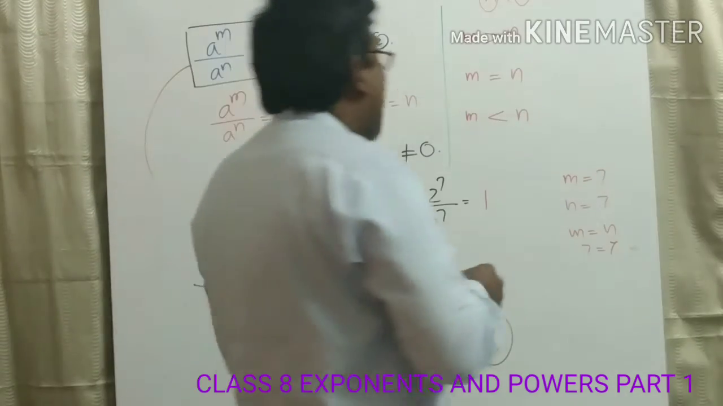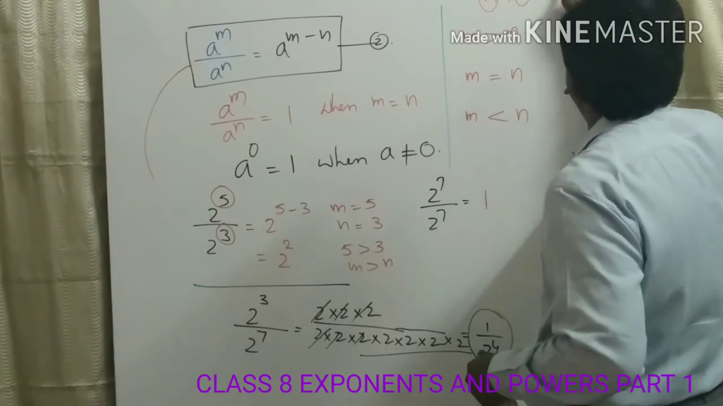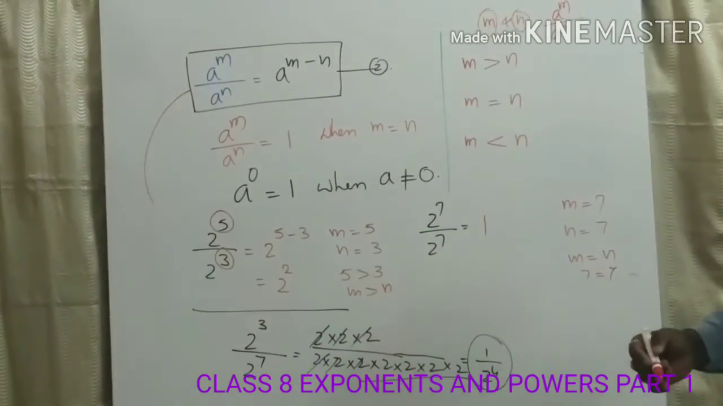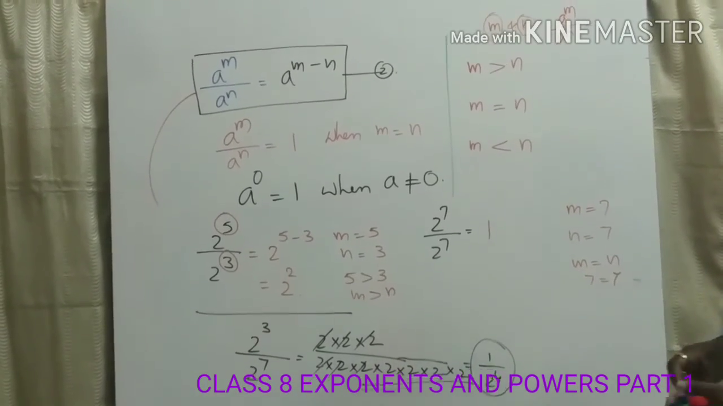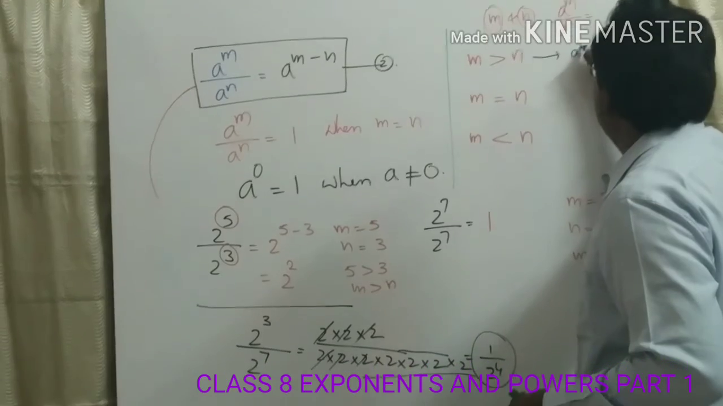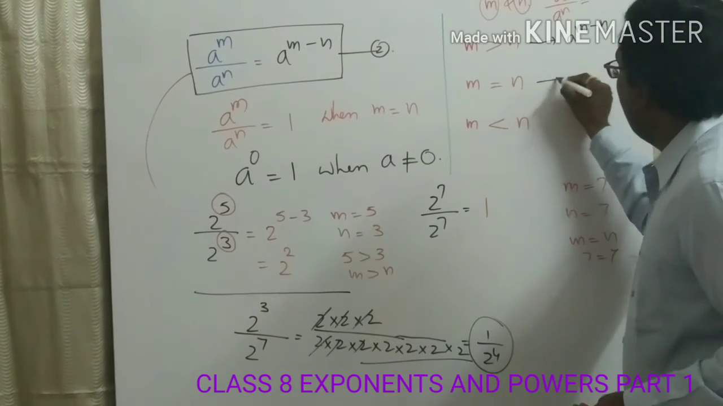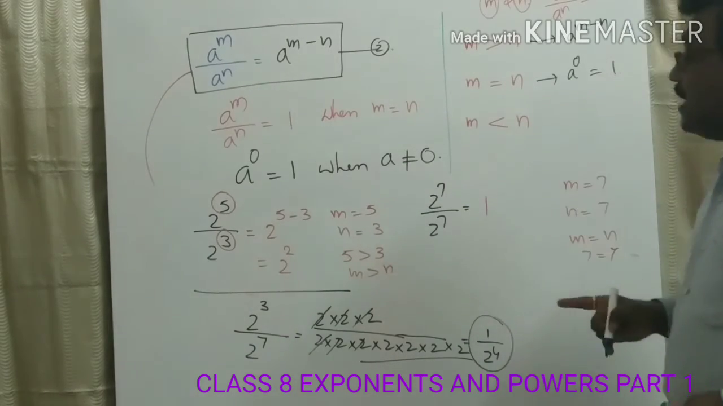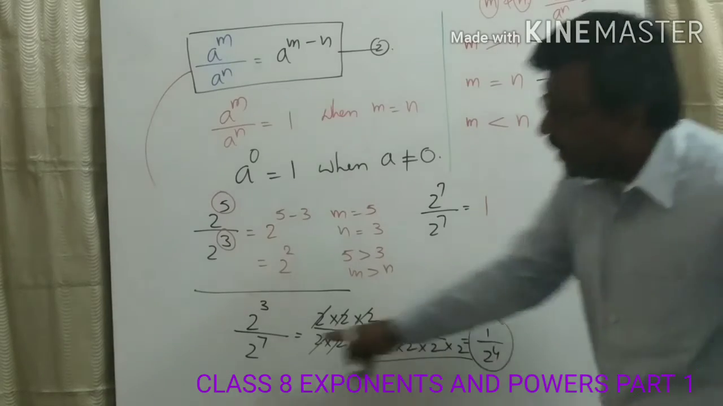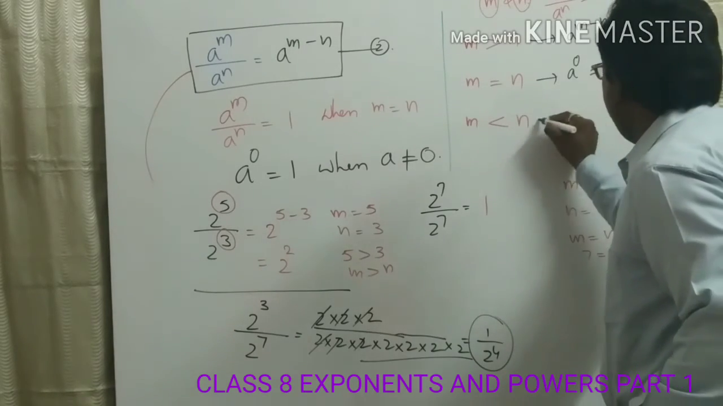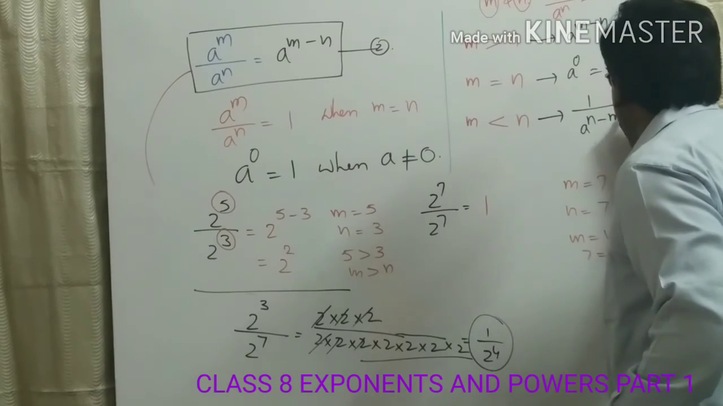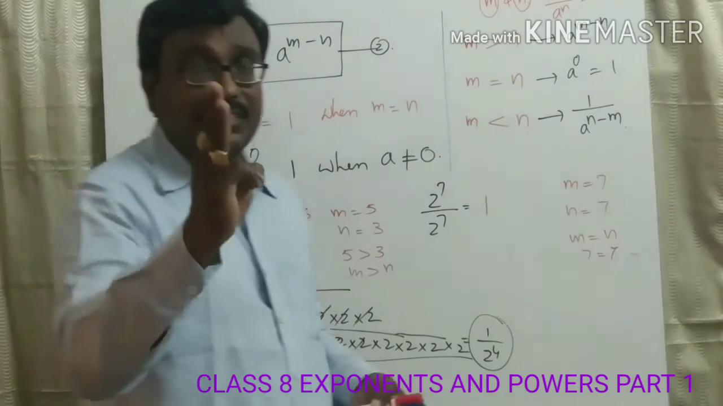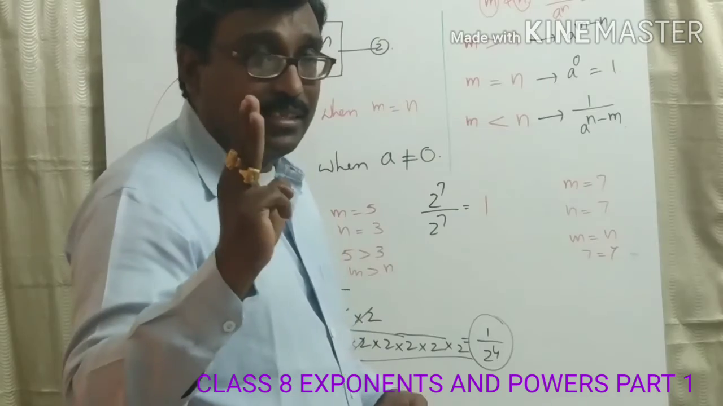So the a power m by a power n formula. We have three different formulas. One is, if m is greater than n, then a power m minus n. If m is equal to n, that is a power 0, the answer is 1. If m is less than n, in the denominator we are getting 2 to the power of 4, that is 7 minus 3, so 1 by a to the power of n minus m. Okay? So this formula has three different cases: case 1, case 2, case 3.